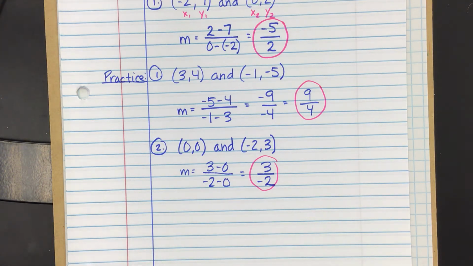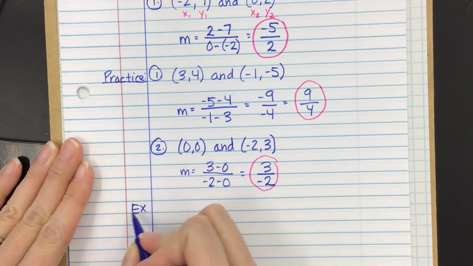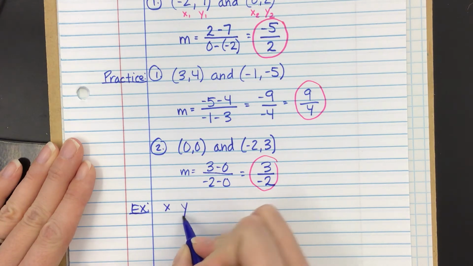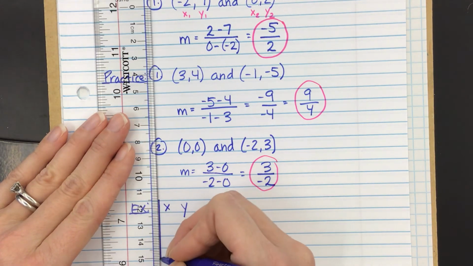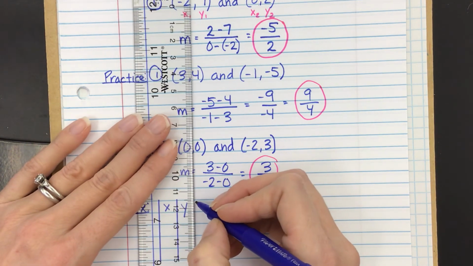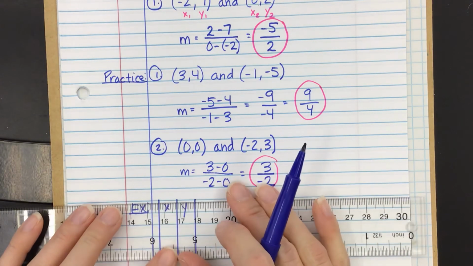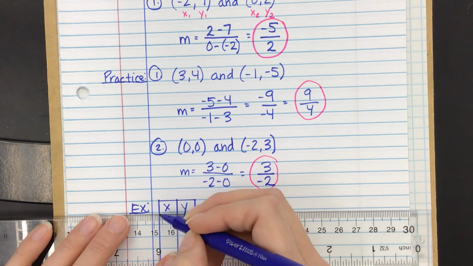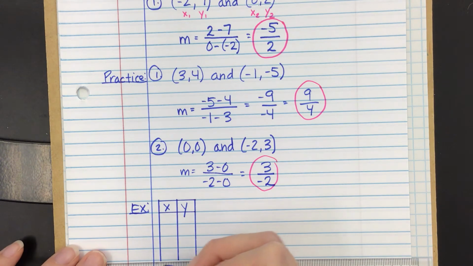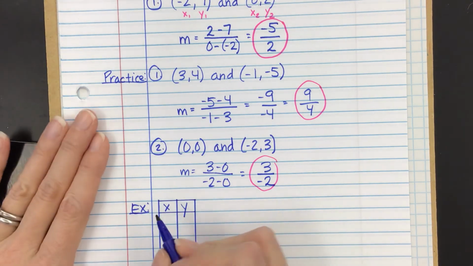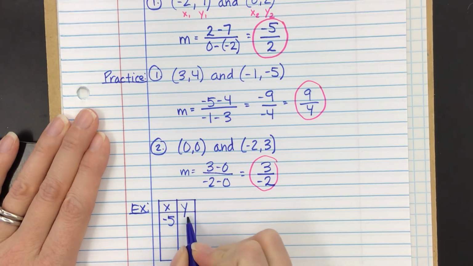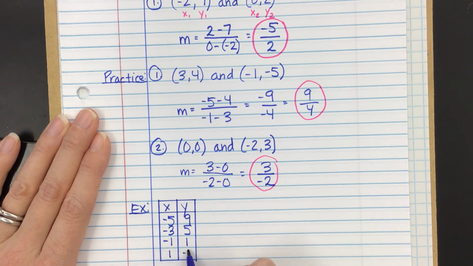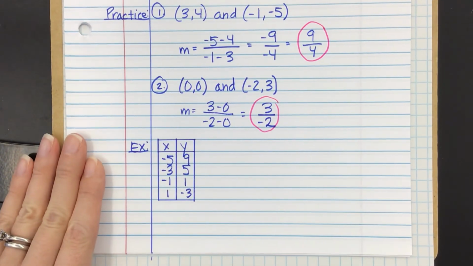All right, let me show you now how to do this if you're given a table of points. So we're going to assume that this table represents a linear equation. They're just points from a linear equation. Okay. So I'm going to put some points in here. I'll make this table just a little bit bigger so you can see it.